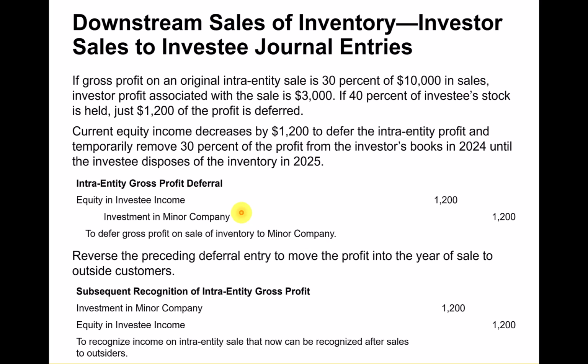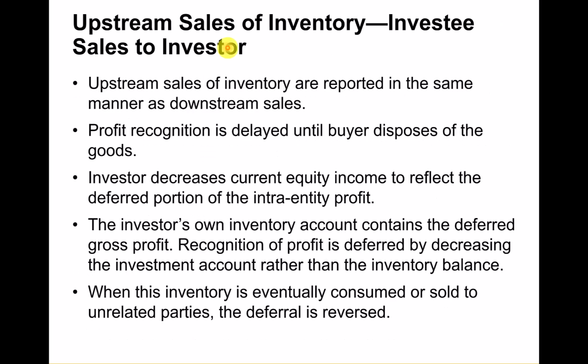And then come next year, when the investee sells all of that 10,000, we're going to reverse that entry we had made in the previous year, increasing the investment income, increasing the investment asset account. Okay, so that's a downstream example. And upstream is pretty much following the same concept. So let's take a look at the next example here.